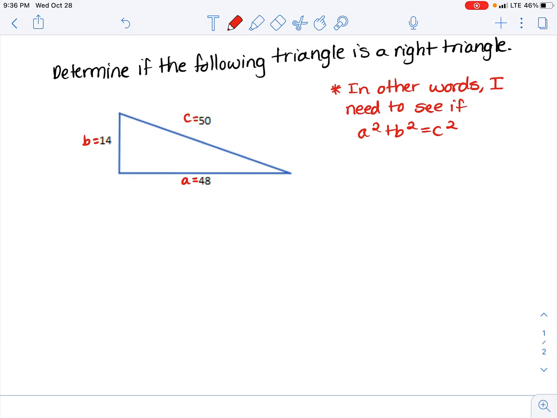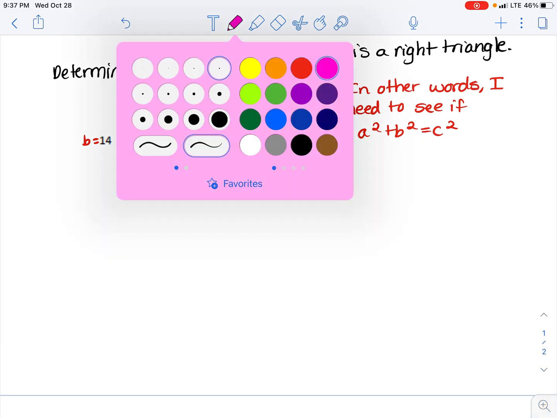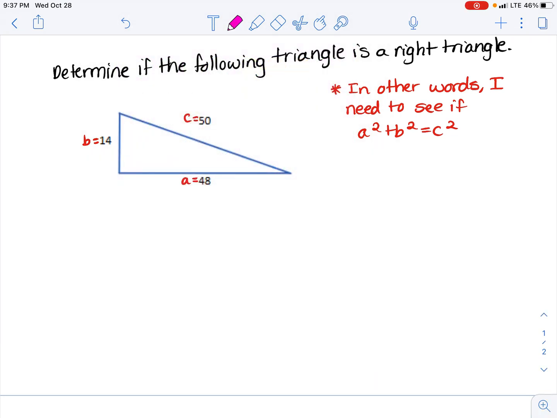Okay, and so now what I want to do is plug these values into this formula here that I have highlighted. Okay, so now I know what my A is, I know what my B is, and I know what my C is. And so now I'm going to just replace A with 48. So I have 48 squared plus, now I'm replacing B with 14, and then C with 50. Okay, and so this is my question mark over my equal sign. I'm trying to figure out if these things are equal or not.